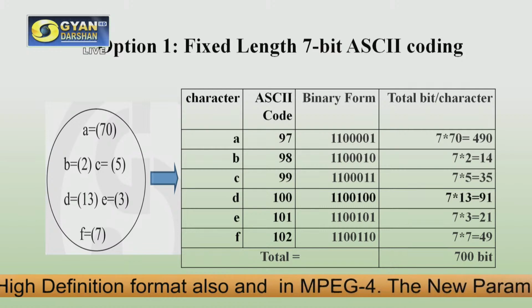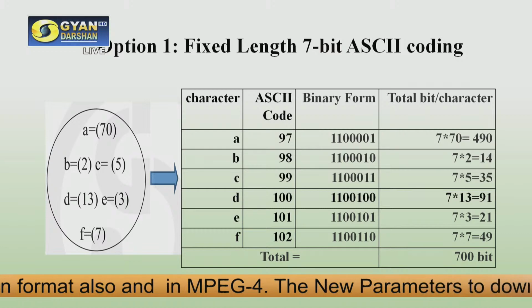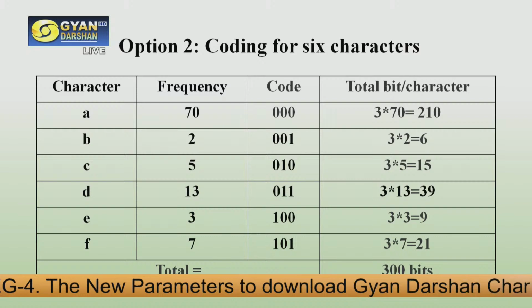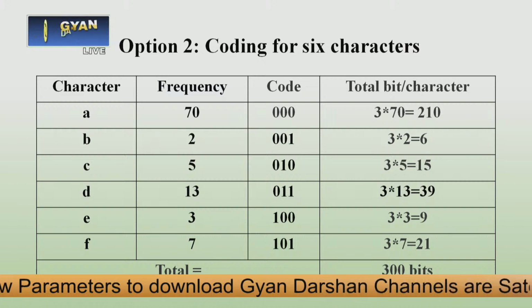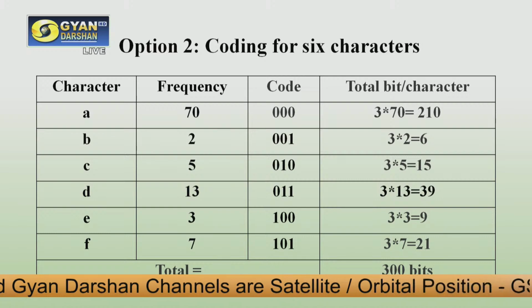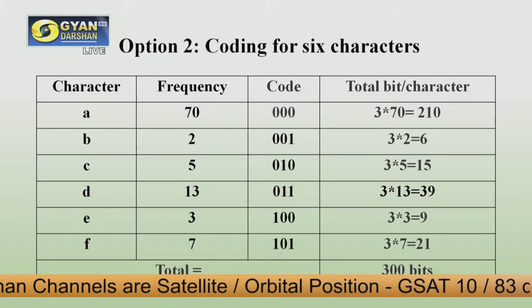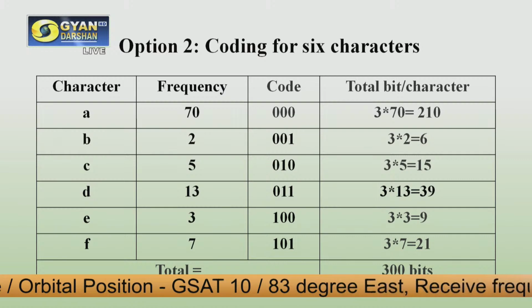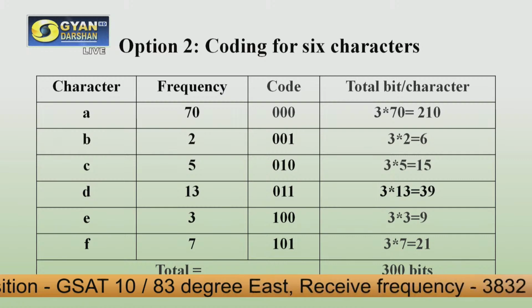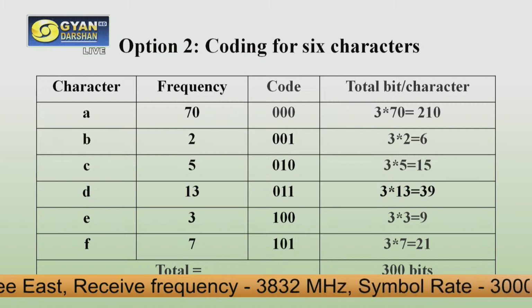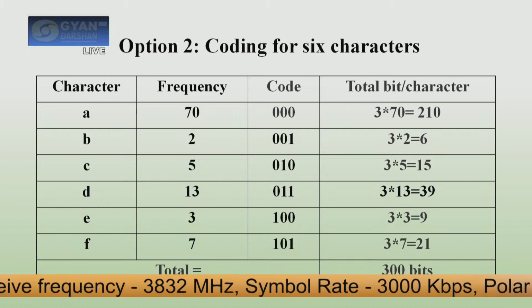Can we improve upon this particular situation? Well, let's try to see any other option over here. So option 2: how many different characters are we transmitting? We are just transmitting 6 characters, right? So can we code these characters in fewer bits? Technically speaking, yes. Why yes? Because just 3 bits are sufficient to code this particular set of characters.